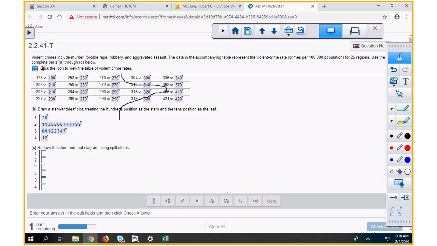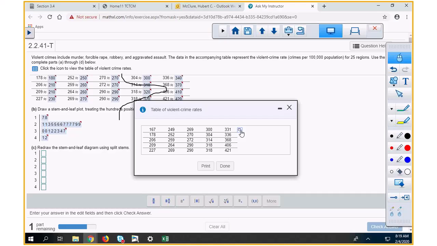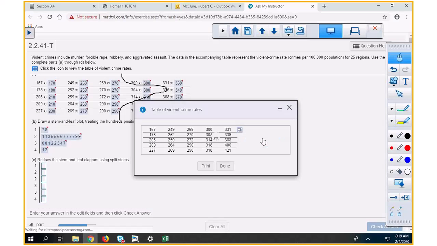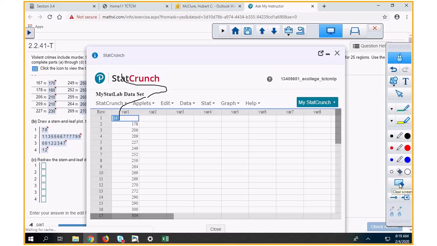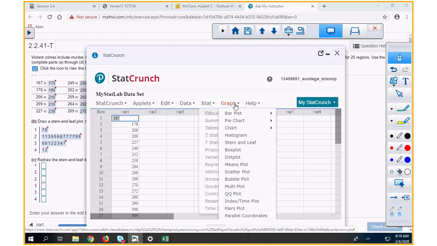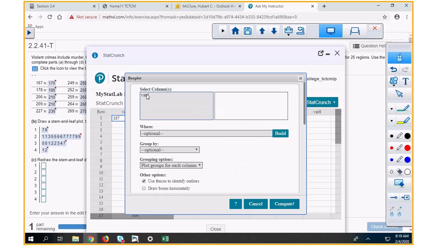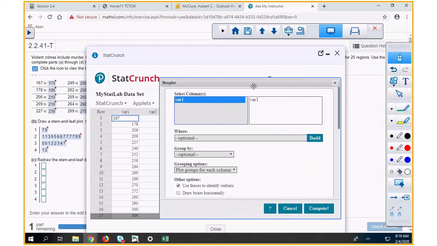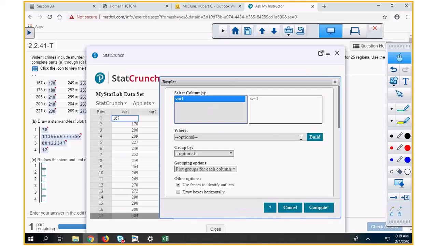So let me hit this and open in StatCrunch and erase my little curve. And did you go to Stat or did you go to Graph? I did Graph. Stem and leaf. And box plot. And variable 1. Let's see. Yeah. Variable 1. And let's see. Group by variable 1.